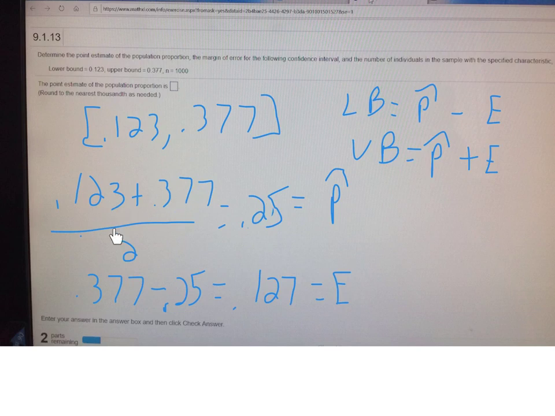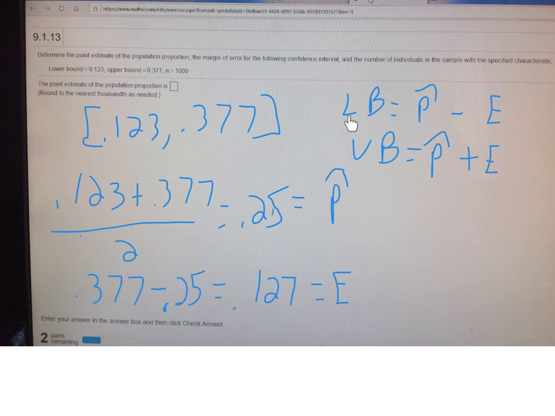So if you add and divide by 2, that gives you the point estimate, which is 0.25. I mean, it's smack dab in the middle of these two numbers. And the margin of error is just the larger value minus the point estimate, or you could do the point estimate minus the smaller value here. So the margin of error is 0.127.